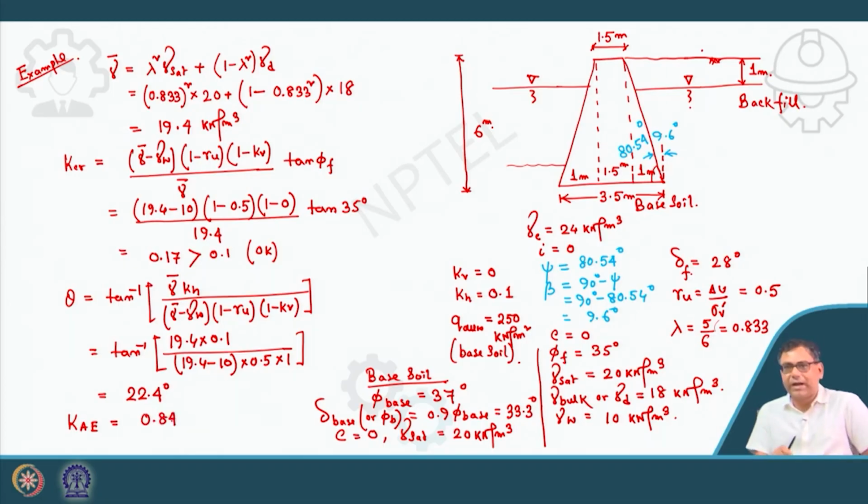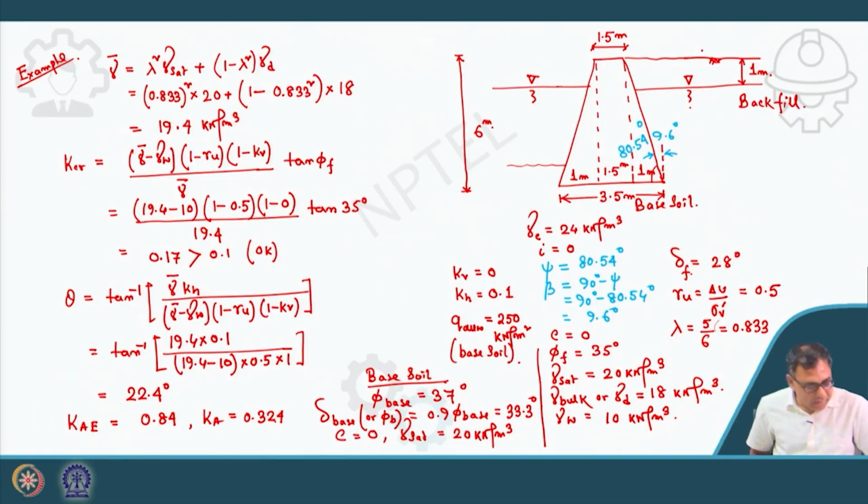I am not showing that calculation because I have already shown a similar calculation in my previous problem, when I solved the pseudostatic analysis to determine the seismic force on a retaining wall. There I showed how to calculate KE, because I have already given you the expression. You put in the values and you will get KE. Similarly, KA also I will get by putting the values in the equation, and that will give you 0.324. So KAE is 0.84 and KA is 0.324.